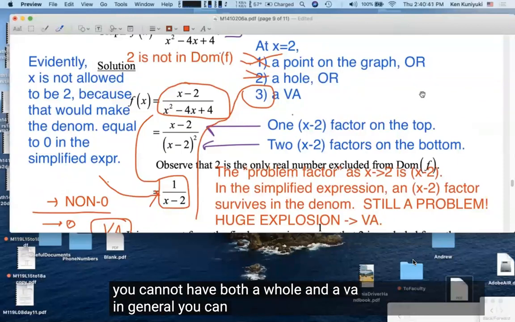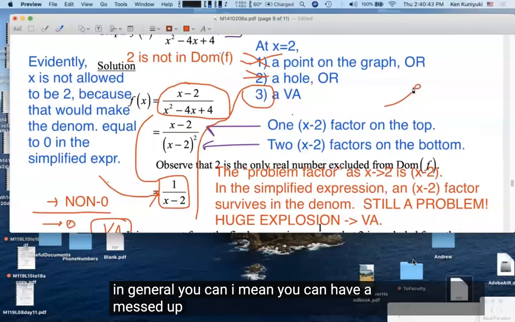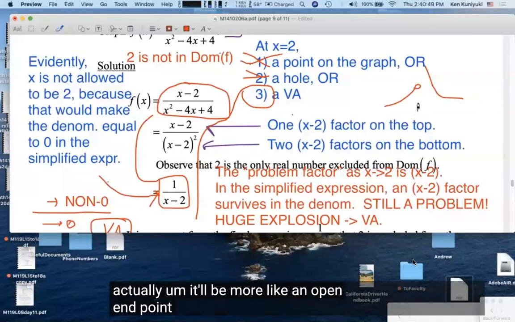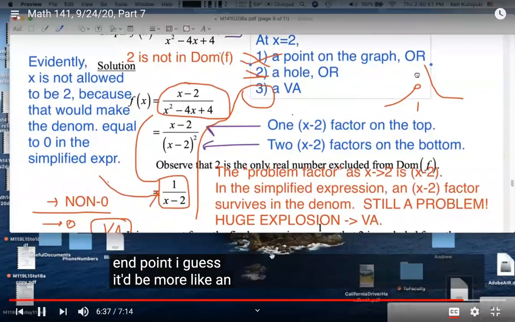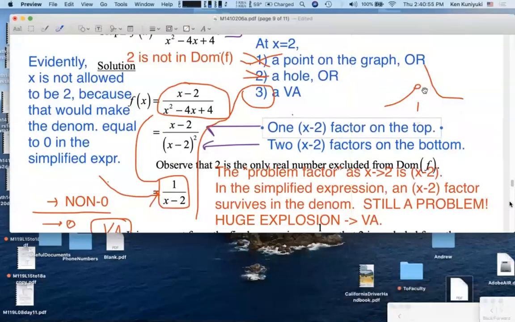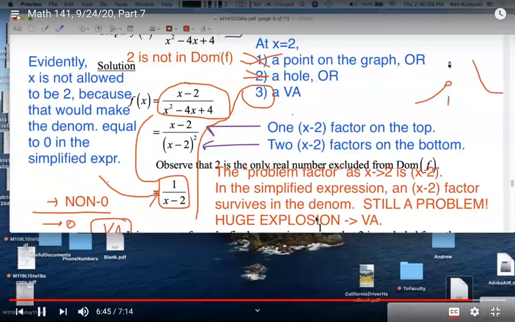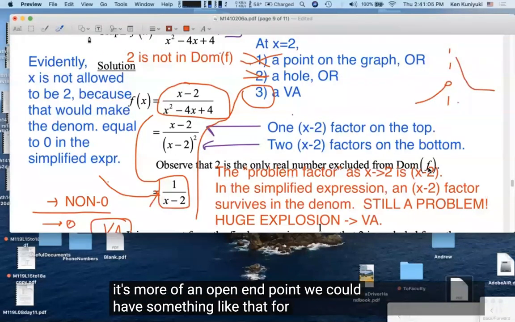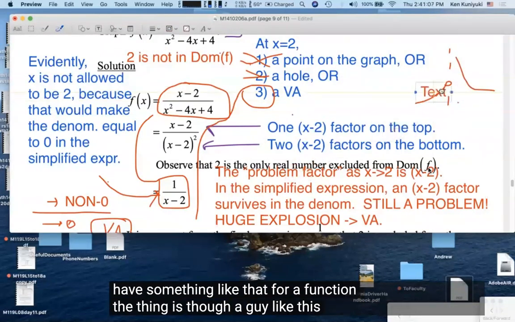In general, you can. I mean, you can have a messed up graph like this. Actually, it would be more like an open endpoint, I guess. It'd be more like an open endpoint. I mean at the same x value, you can't have a hole and a VA at the same x value. It's more of an open endpoint. We could have something like that for a function. The thing is, though, a graph like this would not be rational.